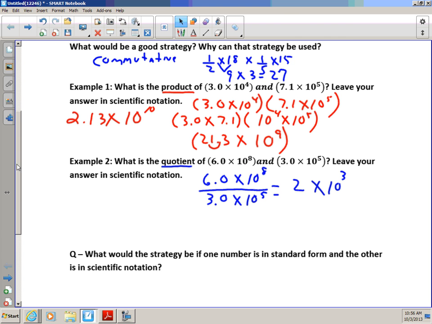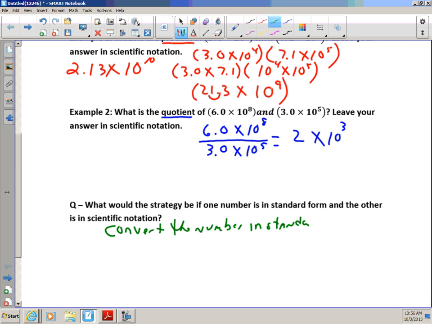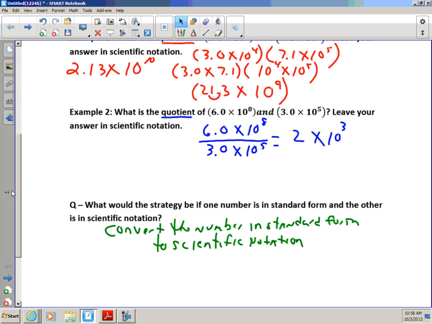So, what would you do if one number was in scientific notation and the other was in standard form? Well, the simplest thing to do would be to convert the number that is in standard form to scientific notation. Because as we've said, working with the numbers in scientific notation is significantly easier to do. So let's go to the next example.